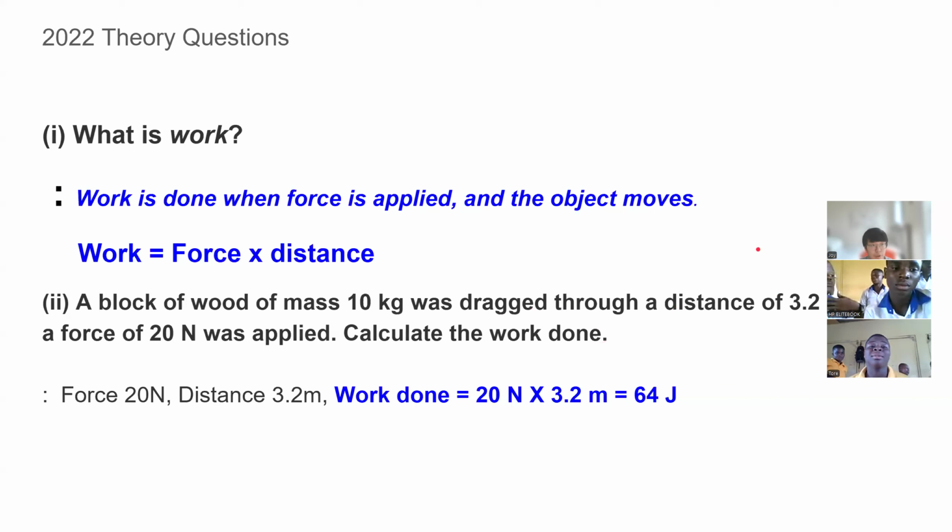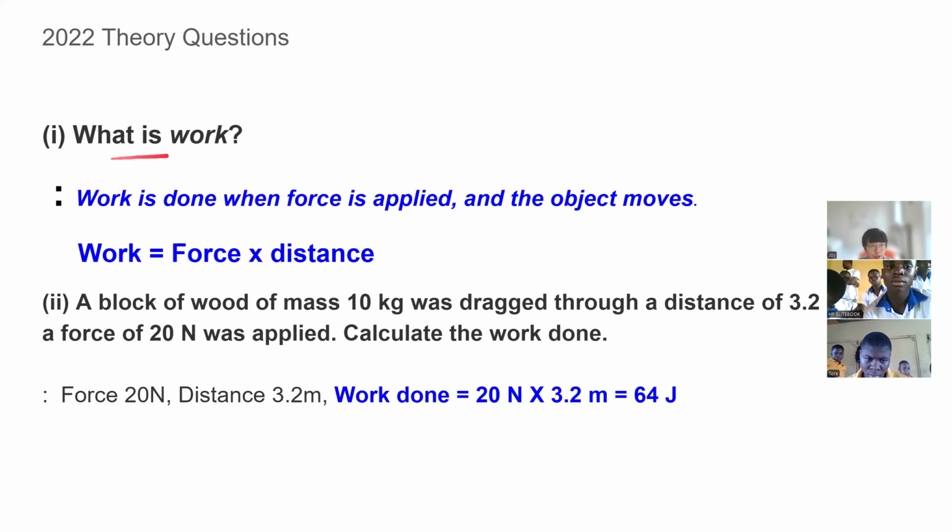Let's look at a theory question about work. The first question really asks, what is work? And how will you answer that? Well, you can answer that by saying work is done when force is applied and the object moves.